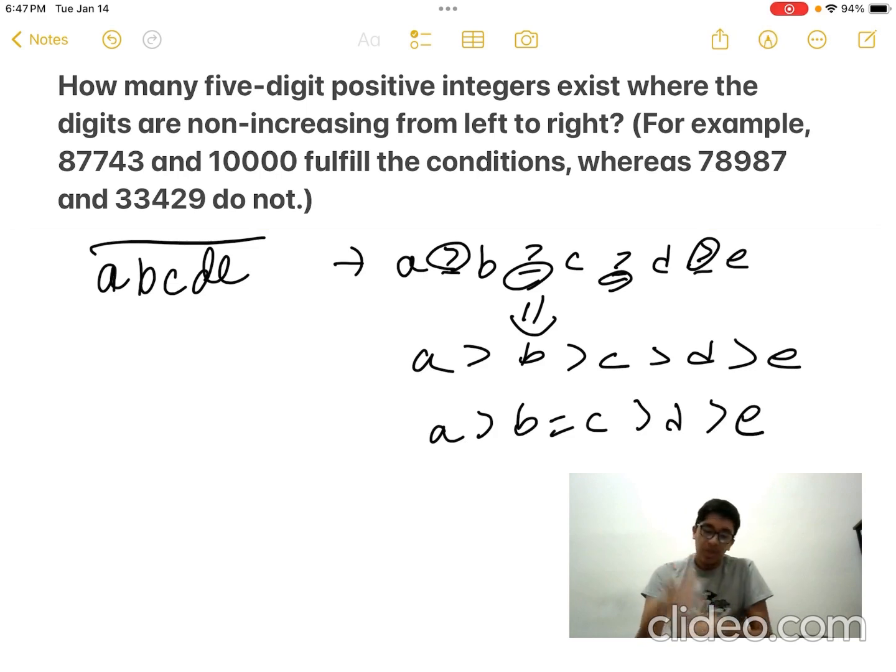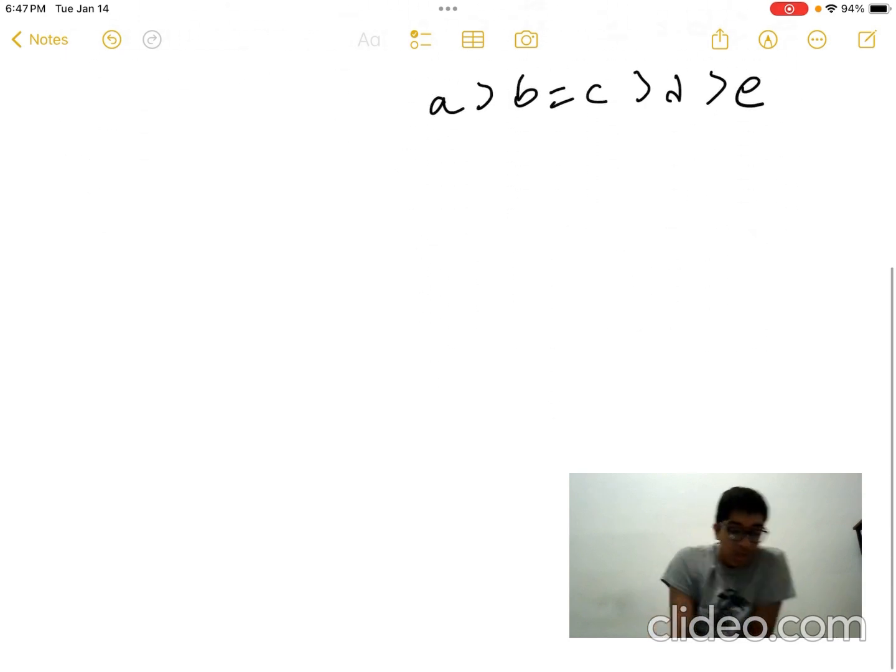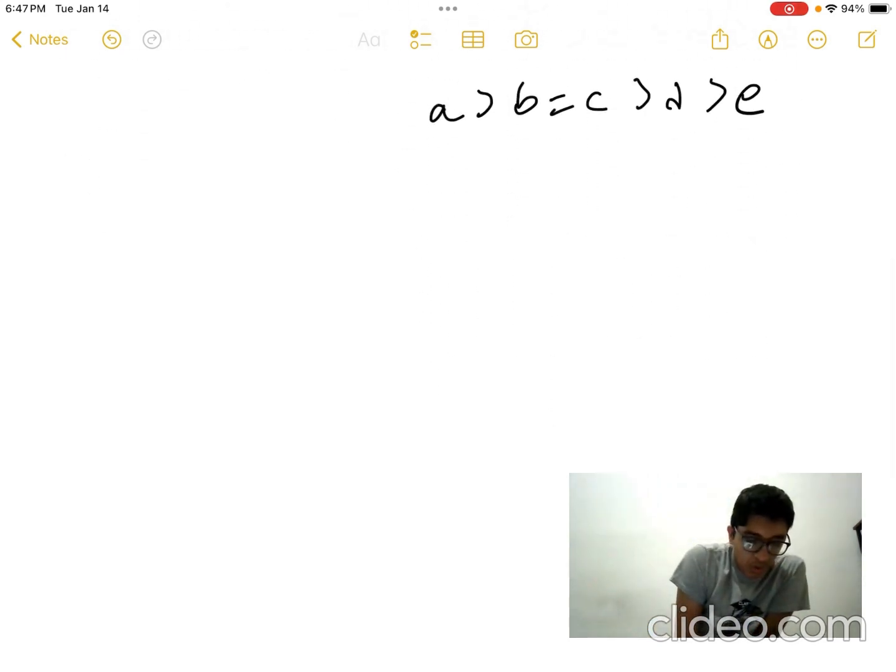So it looks like, based on this little exploration that we've done for the condition, that we can organize our problem based on casework. So let's get started with that. We're going to divide this problem into cases based on the number of unique digits the number has. So case one, we have five unique digits.